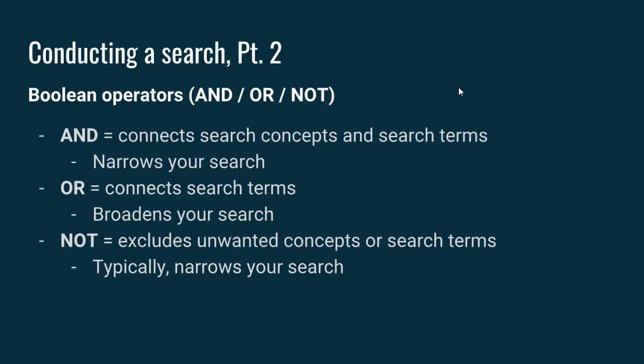So brain injuries and cognitive rehabilitation and mediated cognitive rehabilitation and long-term function. That would make a search incredibly small. Likely you're not going to use all four concepts. In most cases, there's simply not going to be enough evidence out there, but they are there just in case. You're going to use or to connect the search terms within each concept.